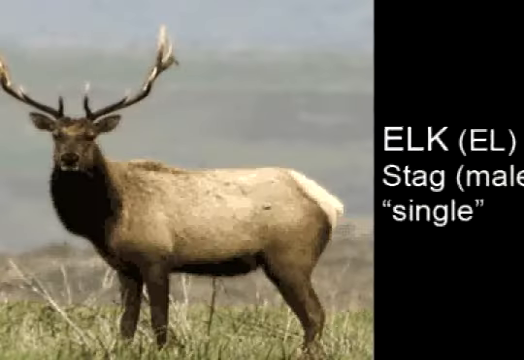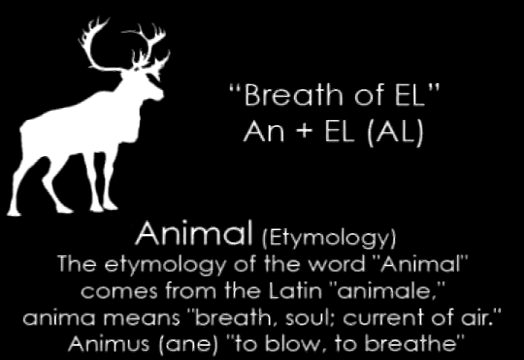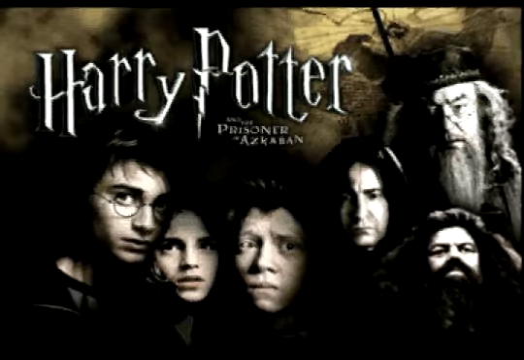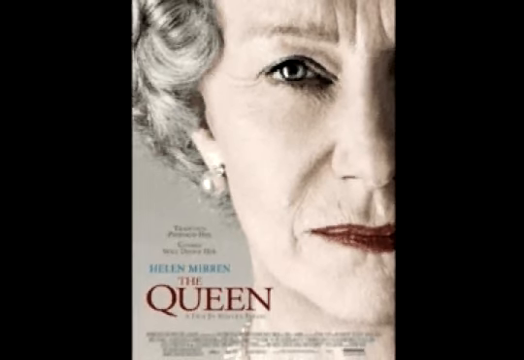So now you'll understand the horned stag or the horned elk and the breath of El in the animal, and why the film Harry Potter shows the last breath of El, or the last breath coming from Sirius Black, and then they show the horned elk, the horned god. And of course they show the horn god in the movie The Queen.